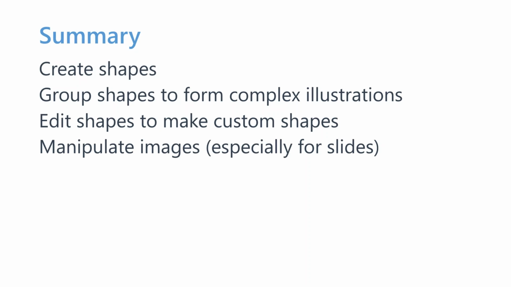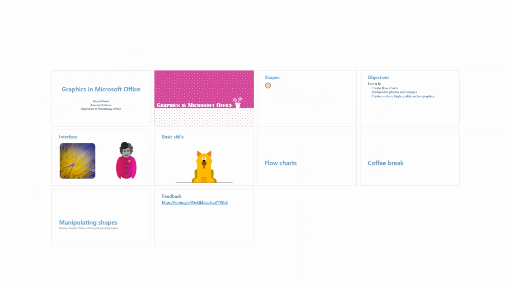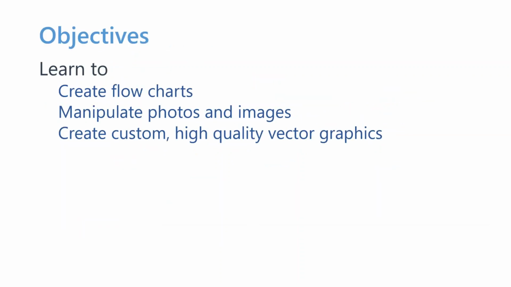So in summary, this is what we learned today: to create shapes, to group shapes to form complex illustrations, and that includes flowcharts. We can edit shapes to make custom shapes. We learn to manipulate images using PowerPoint, especially for your presentations, for the slides. So those are the objectives: to create flowcharts, to manipulate photos and images, and finally to create custom high-quality vector graphics. We'll start with flowcharts because it's easy to illustrate many of the principles using flowcharts.